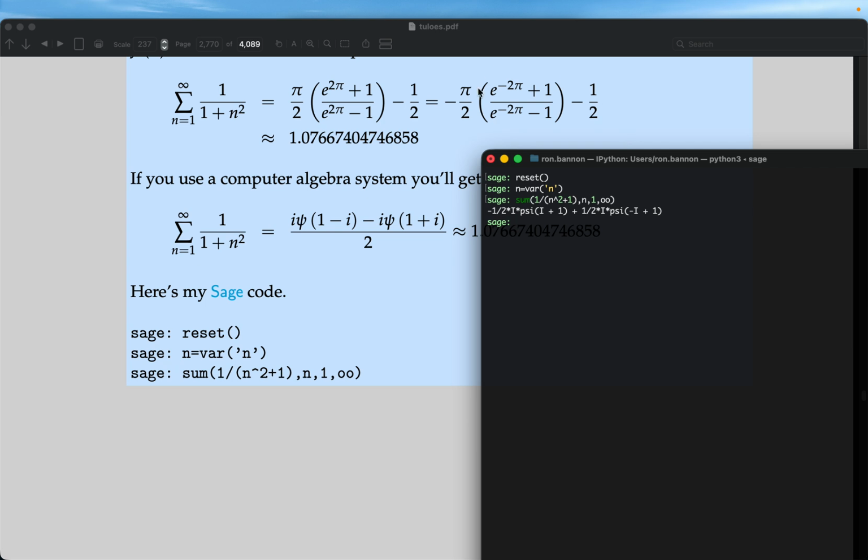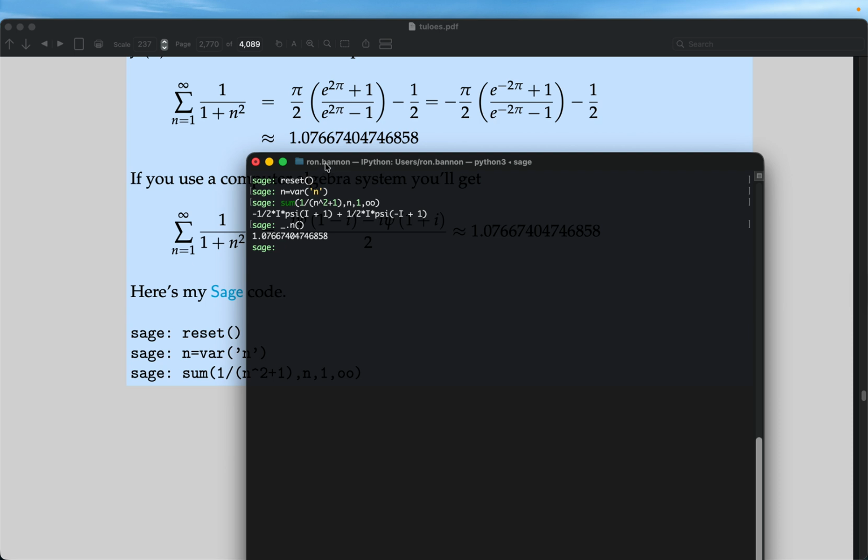The answer I got is this over here. I did approximate, get this over here. I'm going to approximate this. The way I do that: underscore, the output from the prior input, dot n. N stands for numerical, it's the abbreviation of numerical approximation of that expression. And what do you get? We're getting the same number we got over here.